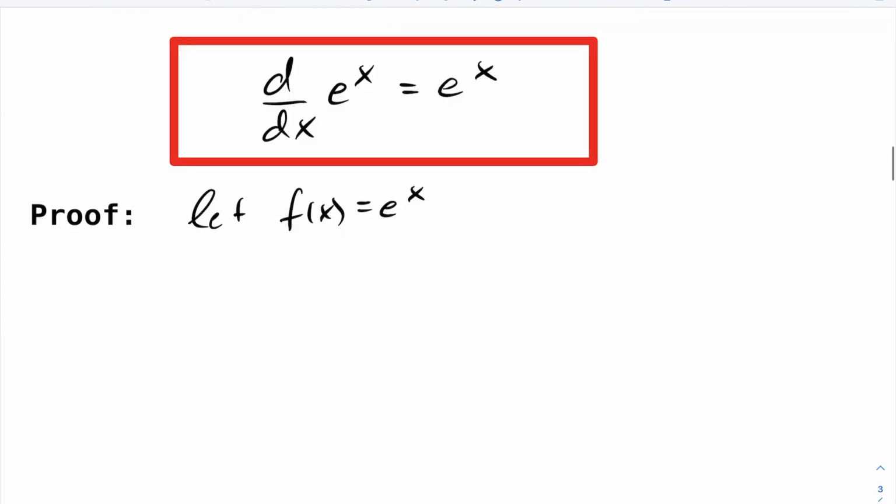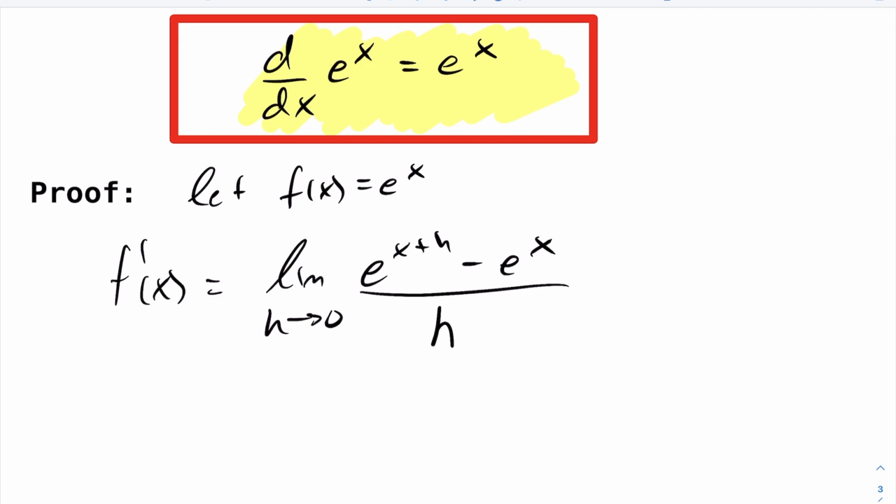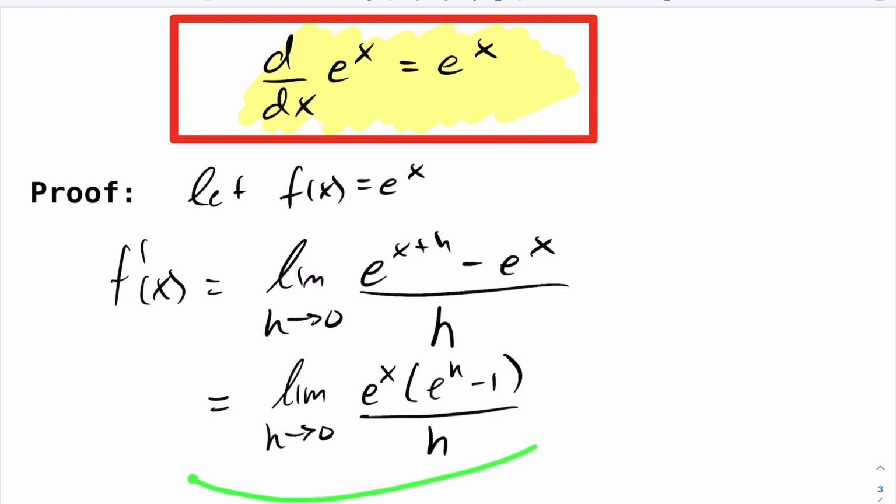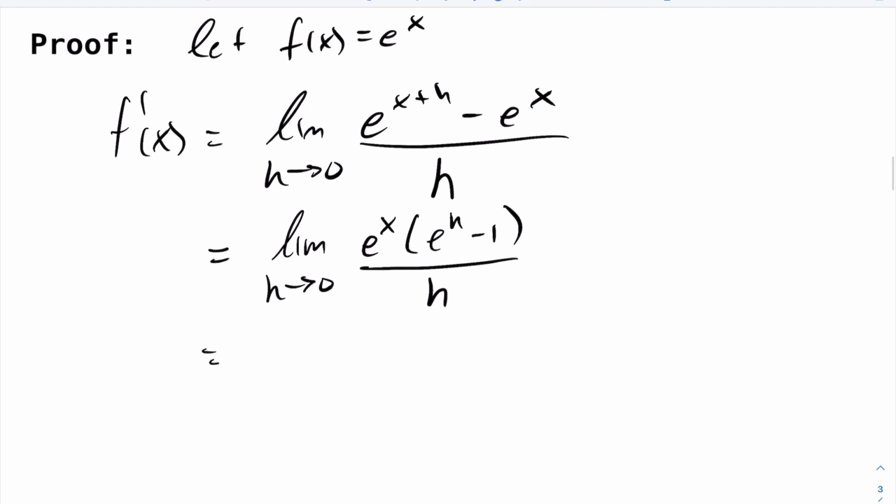Let's take a look at using this result to find the derivative of e to the x. We want to be able to show that the derivative of e to the x is itself. By definition, f prime at x is the limit as h goes to 0 of e to the x plus h minus e to the x over h. Doing a little bit of algebra, recall that I have factored out the e to the x, and notice that this is independent of my limit as h goes to 0, so I can take that e to the x out of the equation, in which case we end up getting the following.